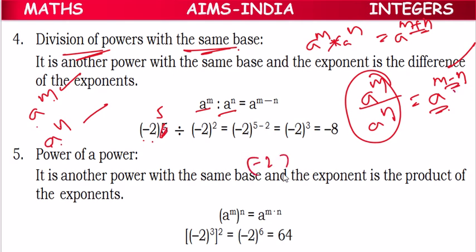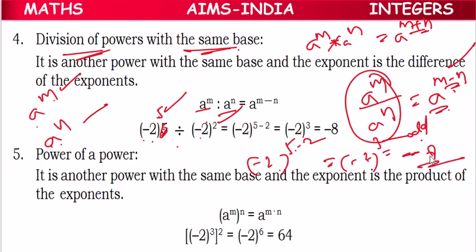Minus 2 whole power 5 divided by minus 2 whole square equals minus 2 whole power 5 minus 2. One power is 5, another power is 2. 5 minus 2, minus 2 whole cube. So as the exponent is odd, here we will get minus 2 cube, how much? 2 cube is 8, so minus 8.